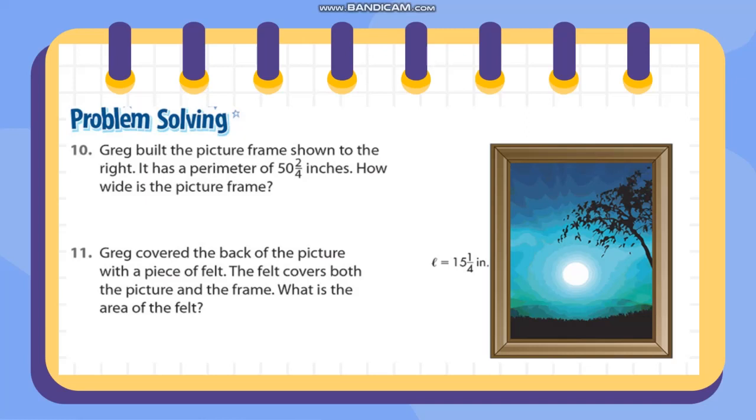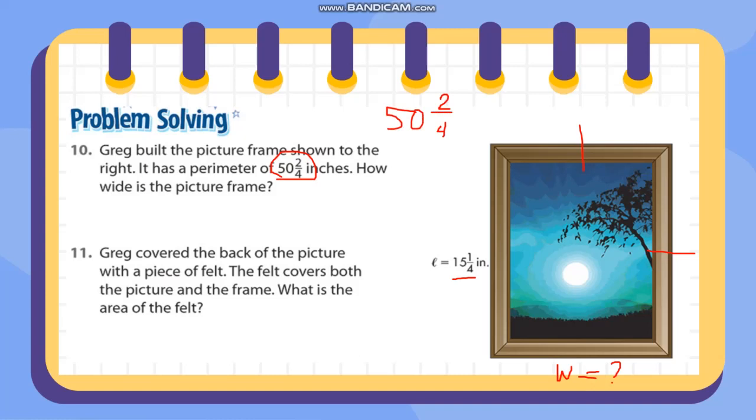So as you can see, the length is given, 15 and 1/4, and the width is unknown. So to find the width, you just simply divide. You divide the area by the length. But the problem is we don't know what the area is. So before that, let's find out first all the sides. So since the total of all sides is 50 and 2/4, that is the perimeter of all the side measurements.